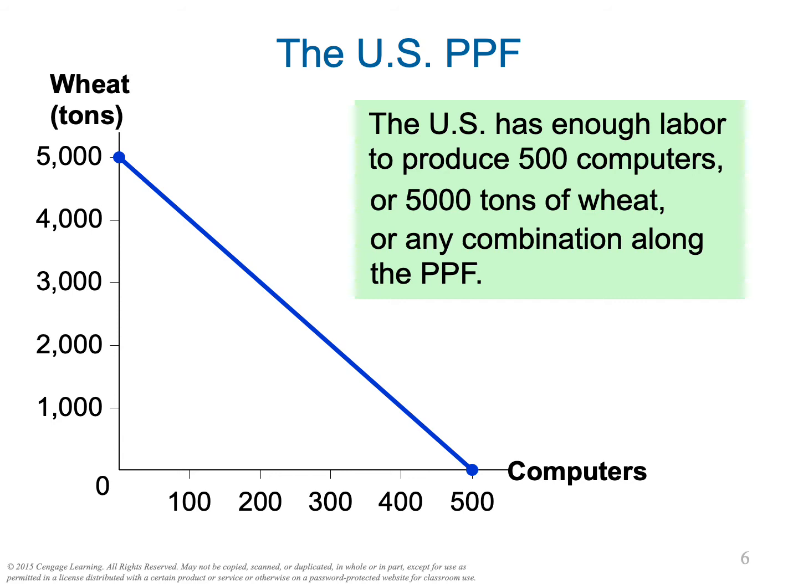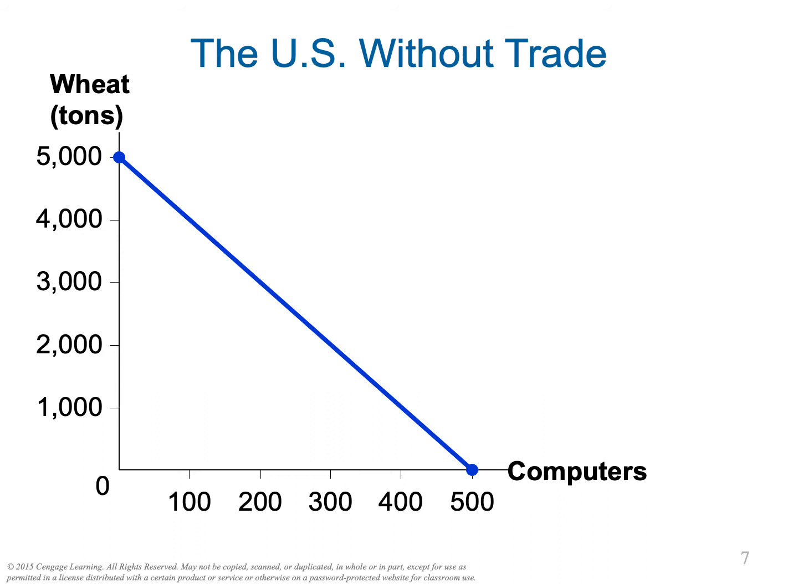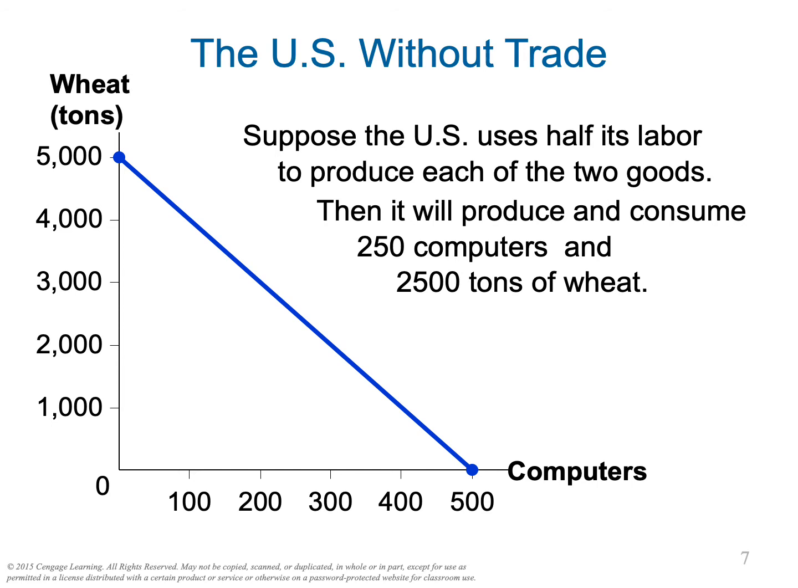All right, so if the U.S. is self-sufficient, we're going to make one more assumption here just for sake of example. We're going to assume that the U.S. splits its labor between the two goods, and so it's going to create 250 computers and 2,500 tons of wheat and be right smack in the middle of that PPF. It could choose some other point of production on the PPF. We're just choosing the middle for sake of example.